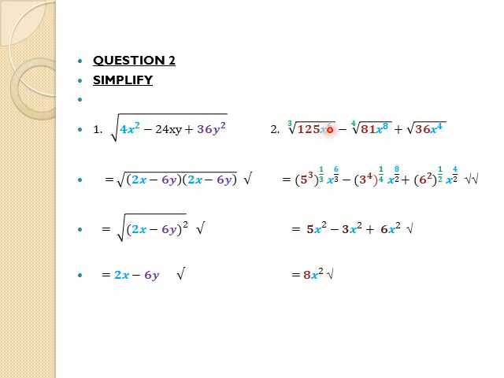For x, 6 divided by the 3. For 81 I can write it as 3 to the power 4, but exponent inside 1 over 4. For x, it simply becomes 8 divided by 4. Plus, for 36, 6 squared, inside 1 over 2. For x, 4 over 2.